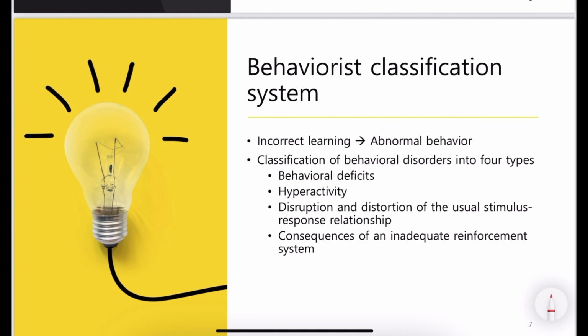Next, let's look at the behavioral classification system. Earlier, we talked about the DSM, ICD, and PDM. Those are diagnostic systems. They give a clear diagnosis, like you have major depressive disorder or you have a panic disorder, and treatment, often with medication, is given accordingly.